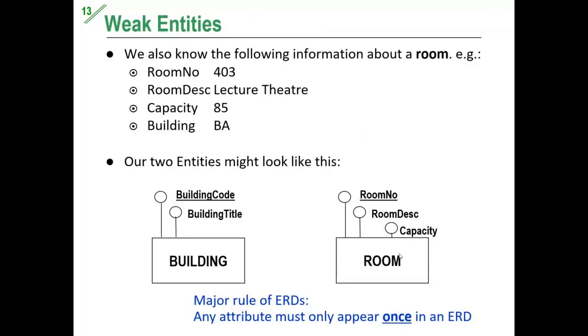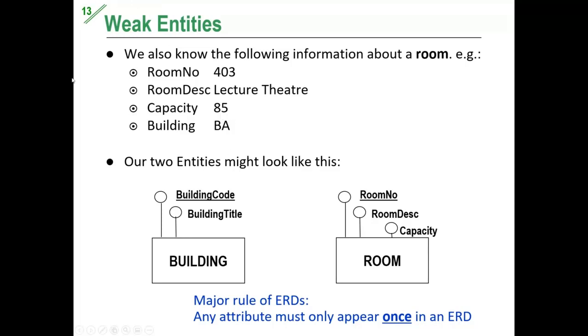But at the same time, we have weak entities. Let's think about an example, an entity called room. We have different rooms in the university. For example, room number 403, which is a lecture theater, and we can put 85 students in it, or the capacity is 85. So we have 85 seats.